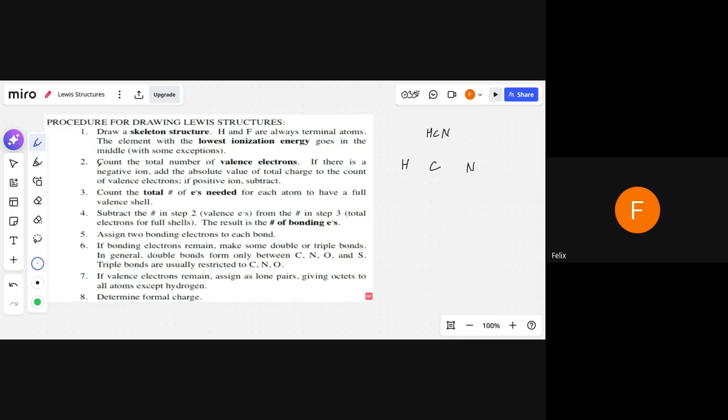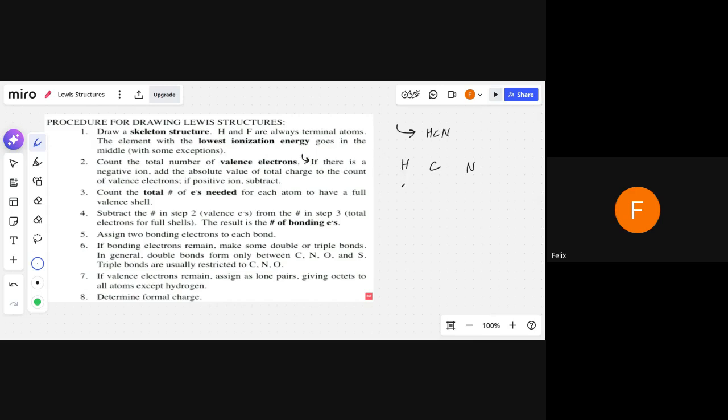So the second rule is to count the total number of valence electrons, and if there is a negative ion, add the absolute value of the total charge to the count of valence electrons. If positive ions, subtract. But since we are dealing with a neutral compound, not an ion, we just count the total number of valence electrons, and we will see another example where the rest of the rule can be applied.